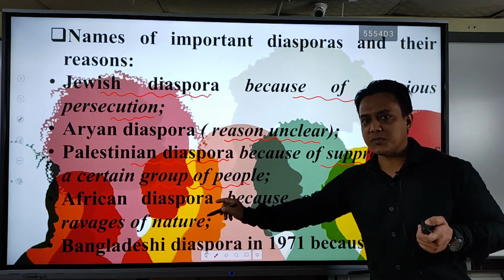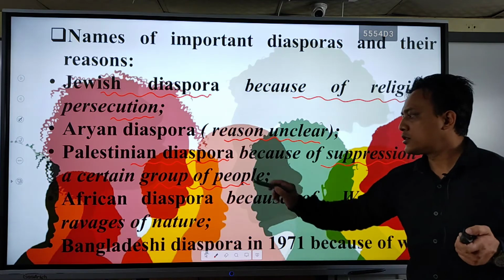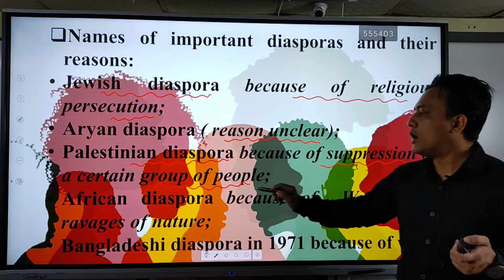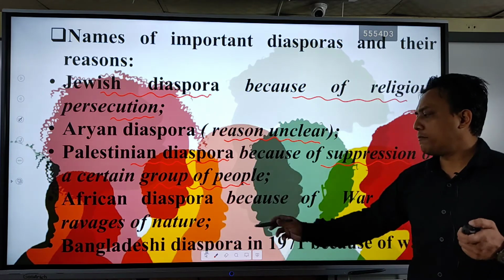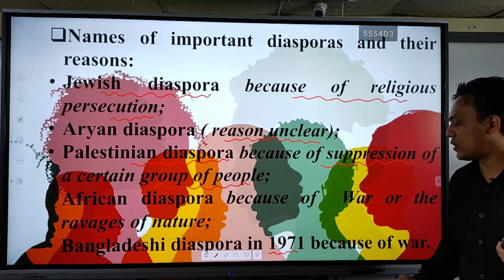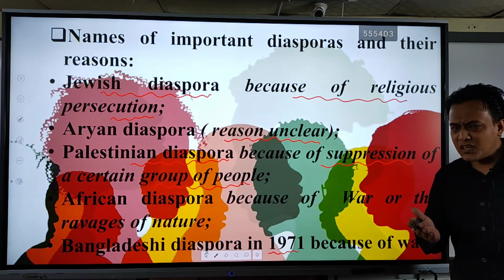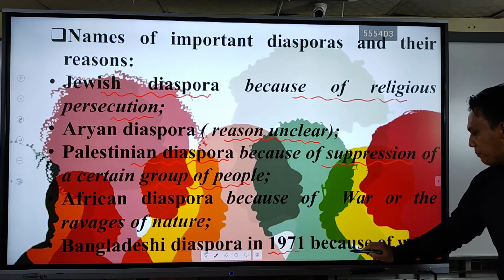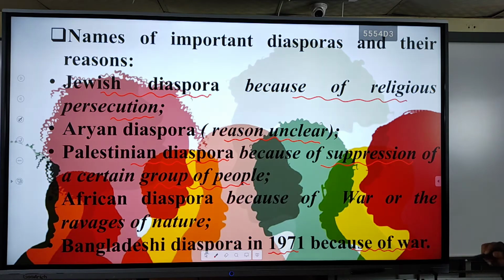This information has been stated clearly in the passage. So war and ravage of nature are the reason for African diaspora. Then Bangladeshi diaspora in 1971. In 1971, many Bangladeshis left their country, Bangladesh, and settled in India because of the liberation war.